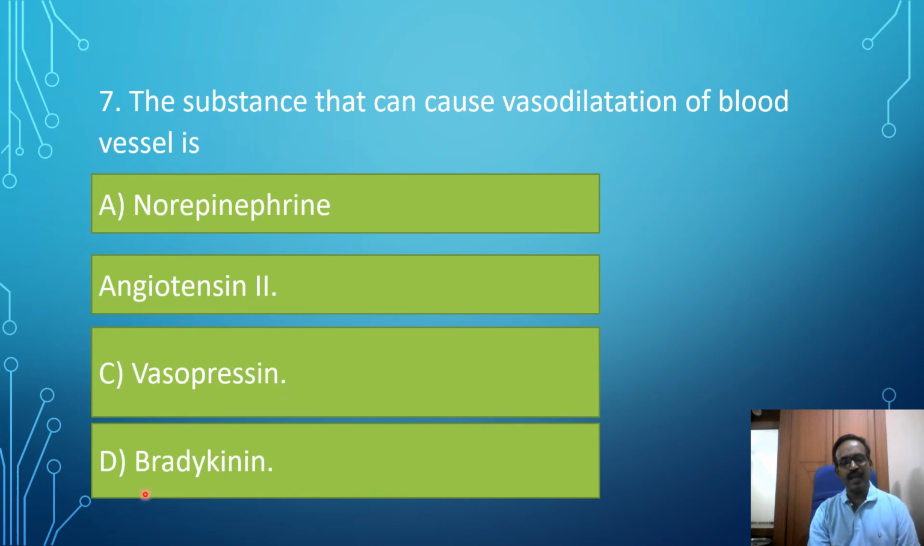Option D, bradykinin. Bradykinin is found in plasma, so it produces vasodilatation. So this is the correct answer. The correct answer is bradykinin.